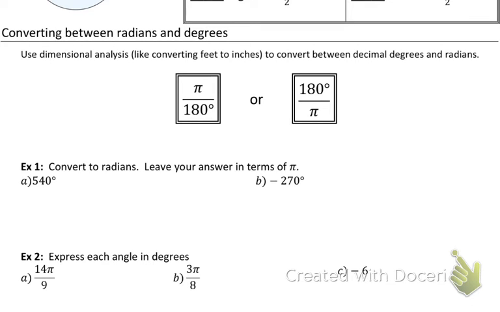So we have pi over 180. I did want to put pi over 180 will get you degrees to radians. And 180 over pi will get you from radians to degrees. Here's my hint when you're converting. Whatever's on top is going to be what you end with. So if you have pi on top, you're going to end with radians. If you have degrees on top, you're going to end up with degrees at the end. The other one's going to cancel out.